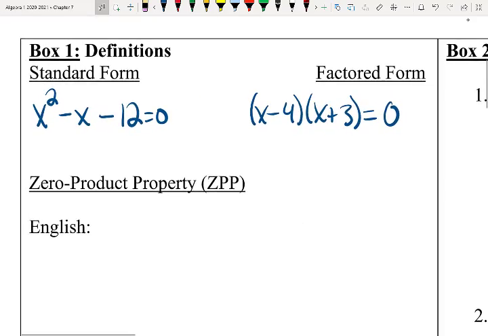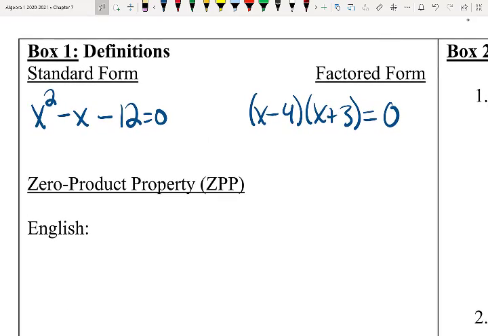Looking up here in our definitions box, box 1, we have two different ways that we can write an equation. The way that we are used to seeing it this chapter, what we've been working towards, is called standard form. We know standard form for a polynomial is descending exponent order. So on the left side of my equation, I've got x squared minus x minus 12. That is in standard form because my biggest exponent comes first. The smallest exponent is all the way to the right. So that's what we've been working towards.